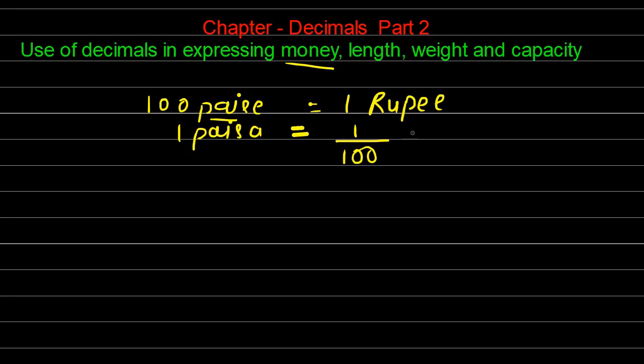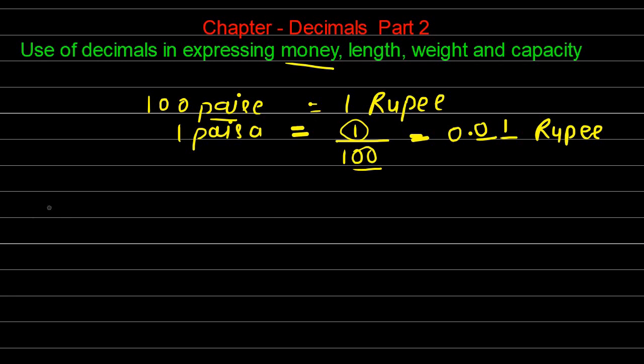Now let's convert it into decimals. Again, how many zeros do we have? 2 zeros. So 0 point, we'll need 2 decimal places, out of which 1 is our numerator and the rest is 0. So 1 paisa is equal to 0.01 rupee. This is how you can convert.